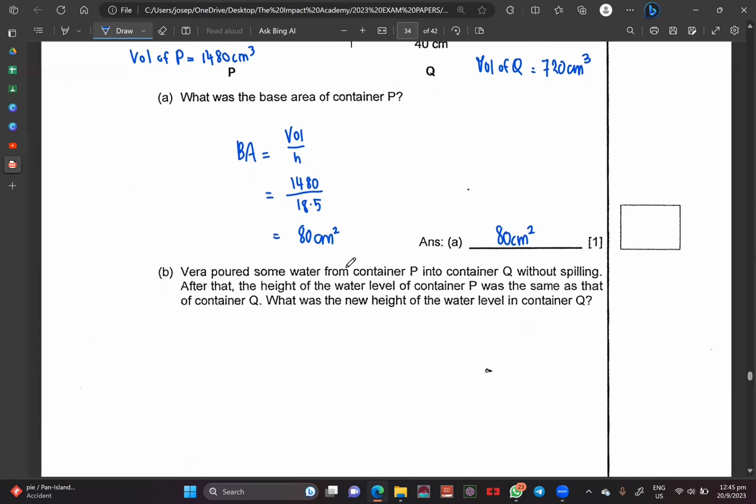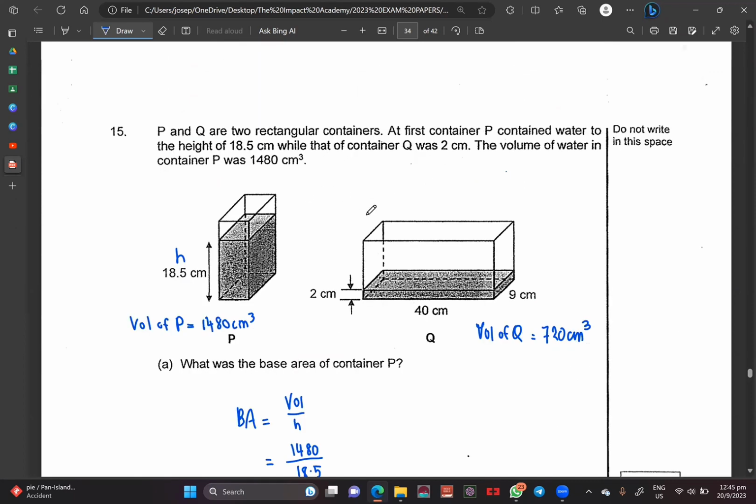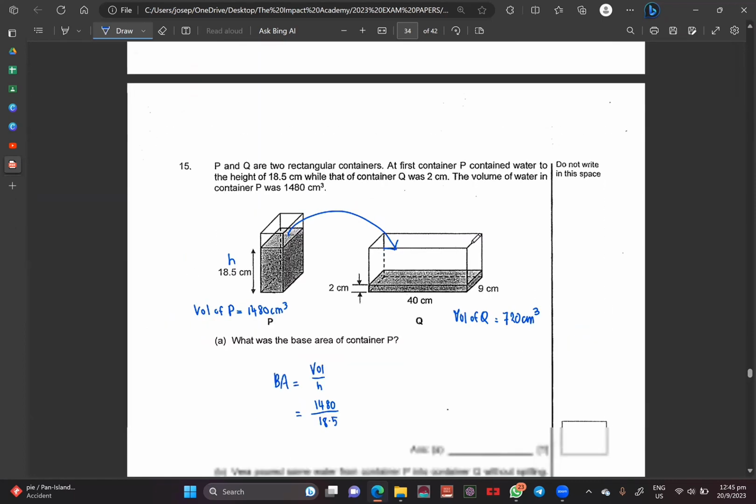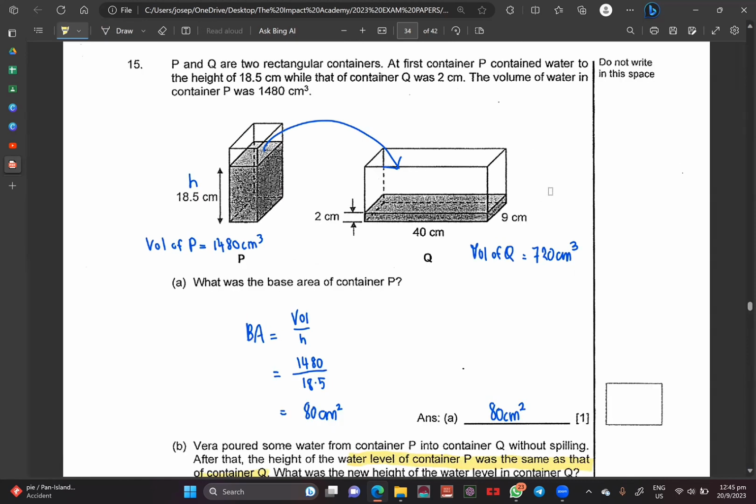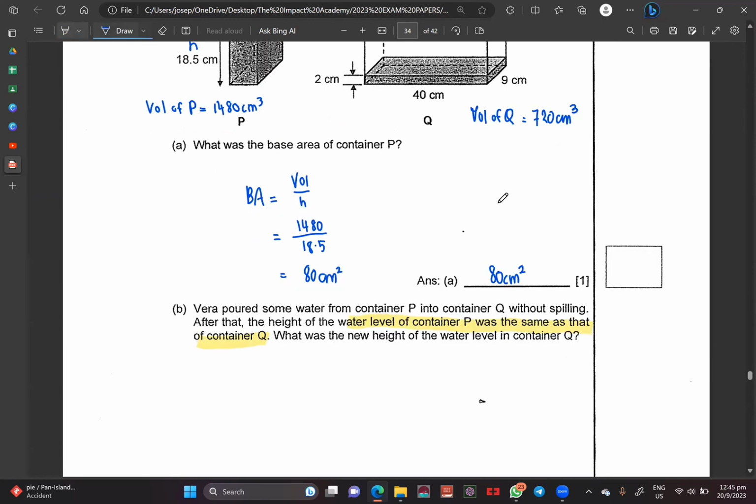This person decided to pour some water from container P into Q. I'm just going to zoom out so that you can see both. Without spilling. And after that, the height of the water level of P was the same as that of container Q. So when the height of the water level in both of the containers are the same, then this is where you will have to do it in this manner.